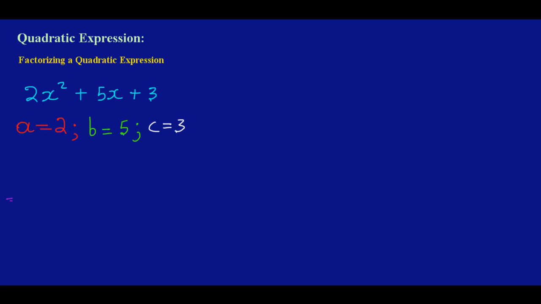Now when factorizing, the first thing I need to do is find the product of ac. Product means to multiply, so I need to find a times c. I'm going to substitute a is 2 and c is 3. 2 times 3 will give me 6. So my product ac is 6.